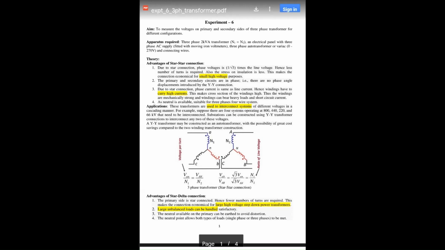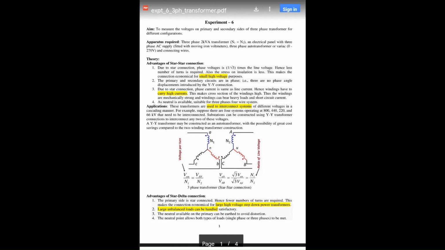The aim of the experiment is to measure the voltage on the primary and the secondary side of the three-phase transformer for different configurations. The apparatus required is a three-phase 2 kVA transformer, N1 equal to N2. The transformer has two windings, one is the primary winding and one is the secondary winding.